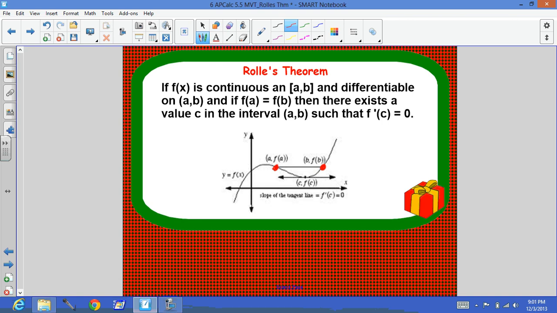Or in other words, you're going to have a horizontal tangent line parallel to that secant line. Okay, so Rolle's theorem is the same as the mean value theorem, but it guarantees a horizontal tangent line, not just any tangent line parallel to your secant line. Okay?